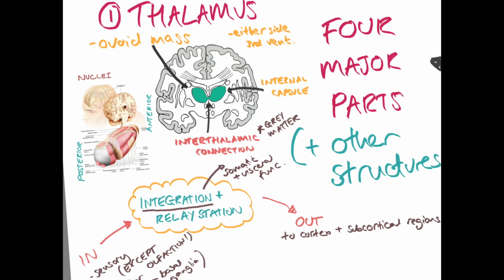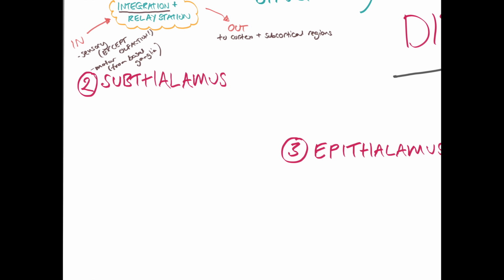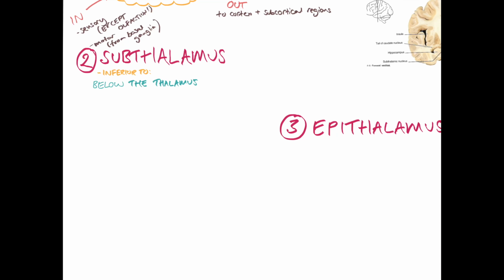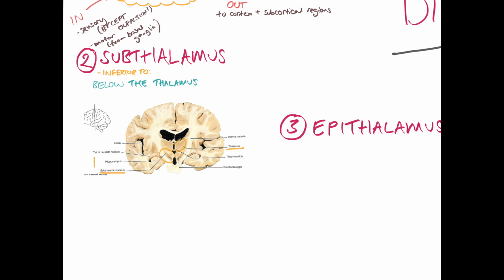Now let's move on to the subthalamus. As its name suggests, the subthalamus is located below or inferior to the thalamus, as we are highlighting in this image. It's much smaller than the thalamus and has the shape of a biconvex lens. Here's a picture for reference.